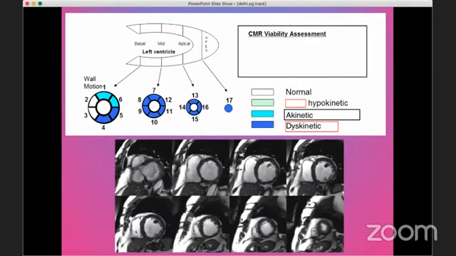The first thing, as I told you, is the acquisition of a good quality data set, a stack of 8 short axis images, and that's what you're seeing on the screen. And we follow the 17 segment American ASE model.